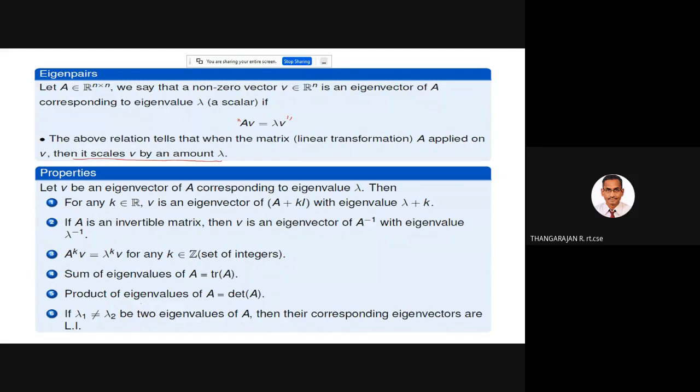The sum of the eigenvalues can be obtained by adding the diagonal elements of the matrix A, which is the trace of A. Suppose there are two eigenvalues, lambda 1 plus lambda 2, I can get by adding the diagonals of the matrix A. Similarly, if I want the product of the eigenvalues, lambda 1 and lambda 2, I simply take the determinant of the matrix A. These are properties you can use in derivations of different machine learning algorithms.